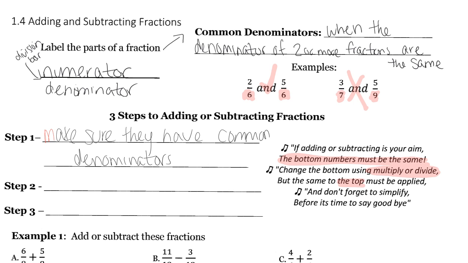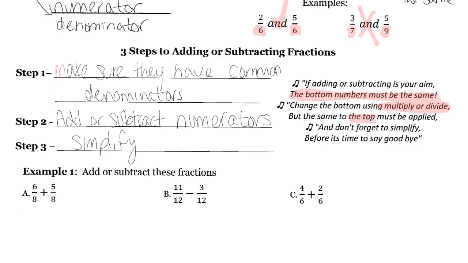So after we make sure they have common denominators, then we add or subtract whatever is happening in the problem, the numerators. So we make sure they have common denominators, then we add or subtract the numerators, and then if it's possible, we simplify. Okay, if it's possible, we simplify. Which, again, if you don't remember how to do that, I'm going to show you. Okay, so let's look at an example here.